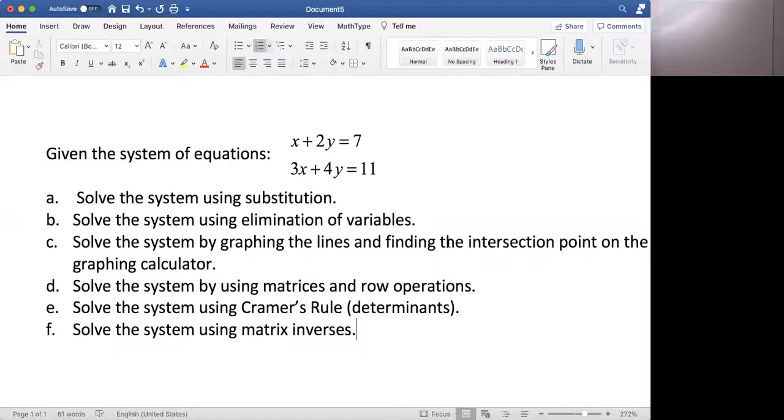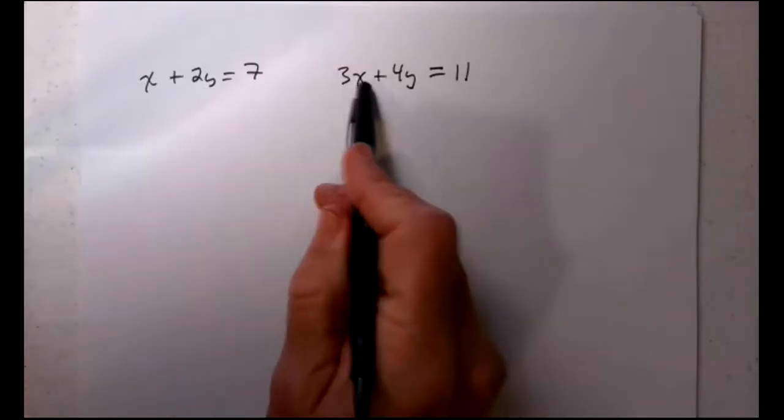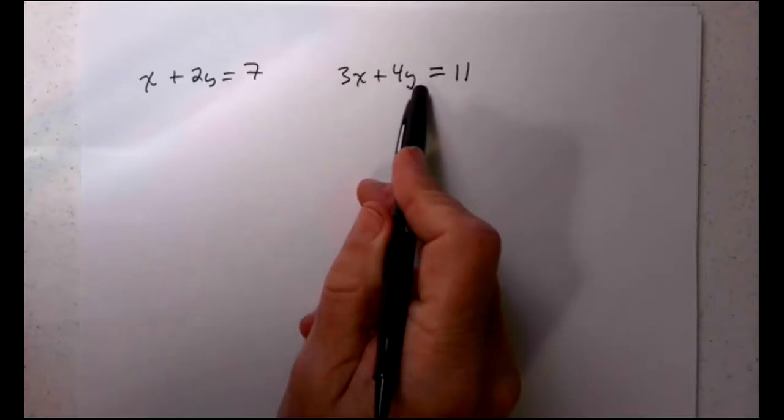Okay, this question asks us to solve the system of equations x plus 2y equals 7 and 3x plus 4y equals 11. And we're going to do it first with substitution. So let me show you how I do that process. If I'm using substitution, I typically write the two equations in a horizontal fashion, like this. And I determine which of these four variables am I going to solve for, what's the simplest one.